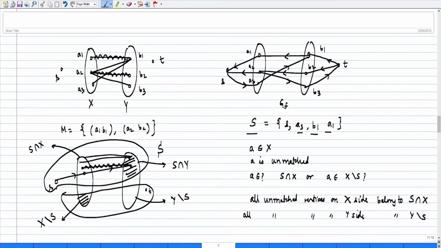Now this does not forbid us from saying that maybe there is a vertex here who also has a matched neighbor here. Why? Suppose this was a matched edge. Okay, so again you use the same thing, right. So these kind of edges.